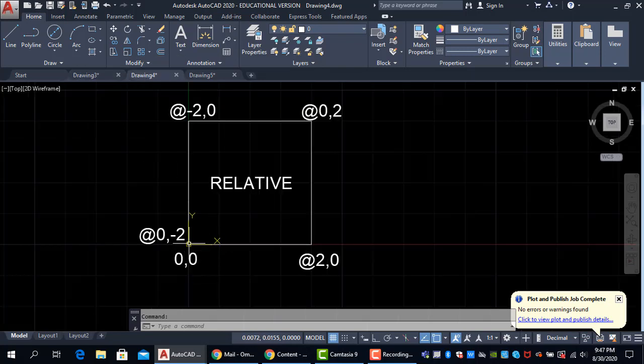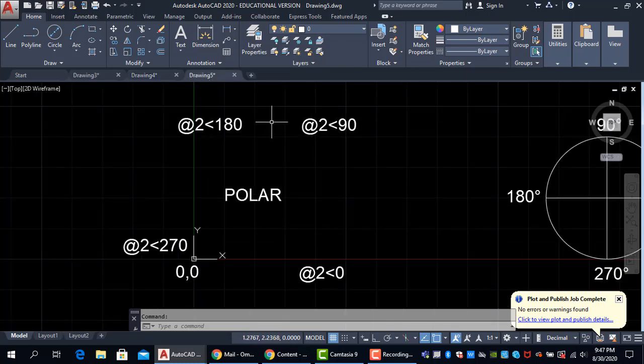but when we use relative, it's going to find the point from the previous point. So this is the origin, 2, 0 from this point. From this point now we go up 0, 2. From this point we go left, -2, 0. From this point we go down 0, -2. Okay, so on relative, it will find the point from the previous point that you have inputted. But just remember, you have to put that at sign first.